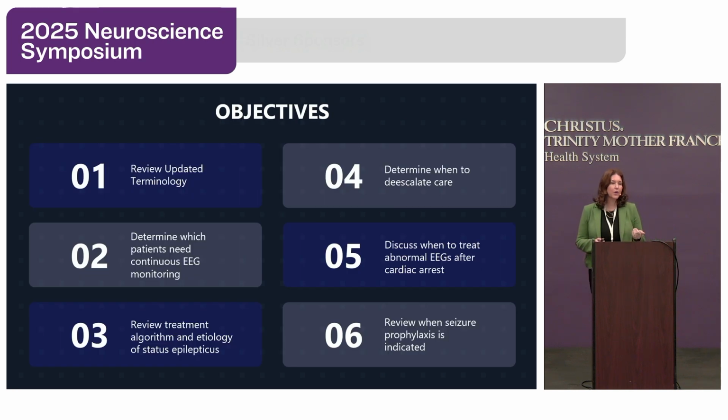So our landmarks for today, or our roadmap, if you will: we're going to briefly talk about some updated terminology that I'll be using during the talk. We're going to talk about continuous EEG monitoring, how we pick which patients to monitor. We're going to talk about status epilepticus and the treatment and the etiology of status epilepticus. Talk about when to de-escalate care. Talk a little bit about anoxic patients and EEG findings, and then we'll end with seizure prophylaxis.